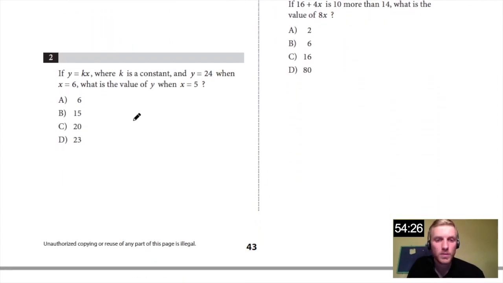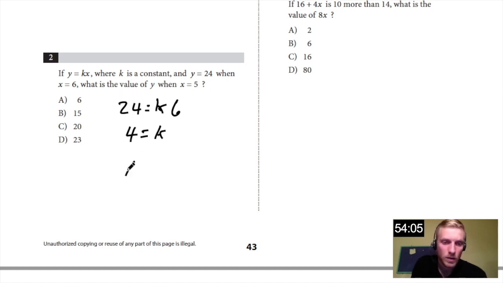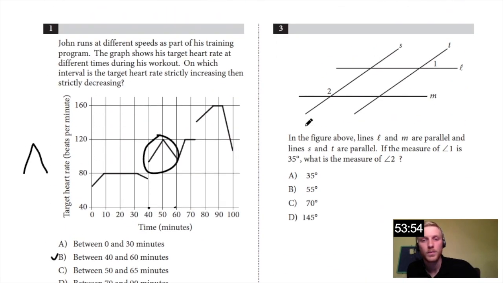All right, let's look at question 2. Y equals k times x, where k is a constant, and y equals 24 when x equals 6. What is the value of y when x equals 5? All right, so let's first solve for what k is. So we can say 24 equals k times 6. Dividing both sides by 6, we get 4 is equal to k. So now we can substitute in for the case that x equals 5. So y is equal to 4 times 5. In other words, y is equal to 20. So answer C.